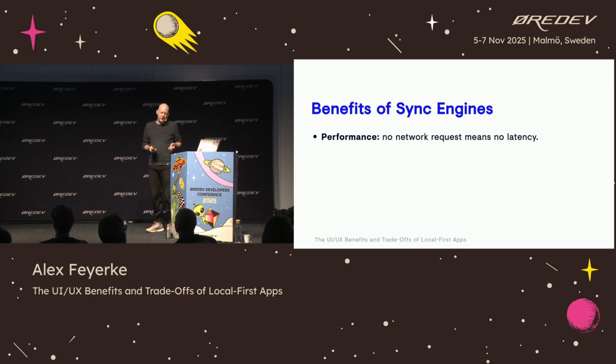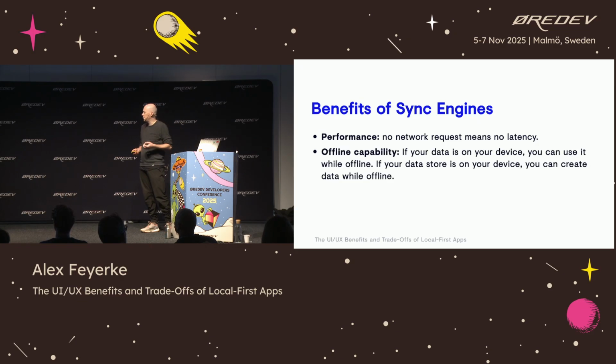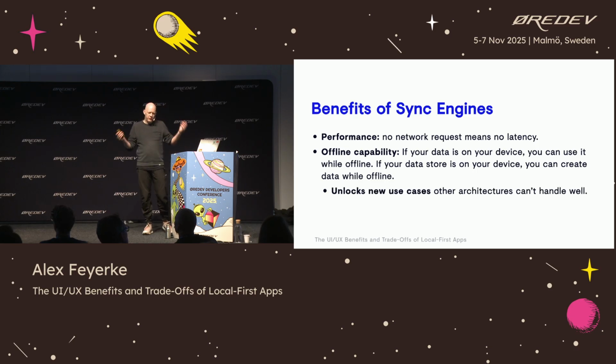But you don't just get a benefit when the connection is slow, you also get a benefit when the connection is gone. So if you store data on your device, you can use it when you're offline. And maybe even more importantly, if the data store is on your device, you can create things while you're offline. And that unlocks a whole bunch of use cases you couldn't really cover with traditional architectures.